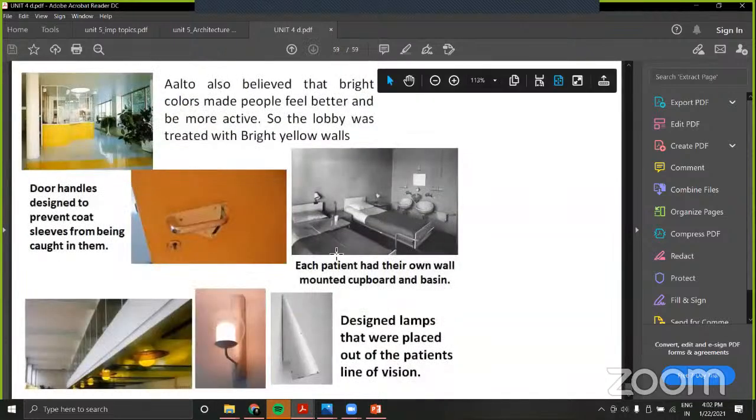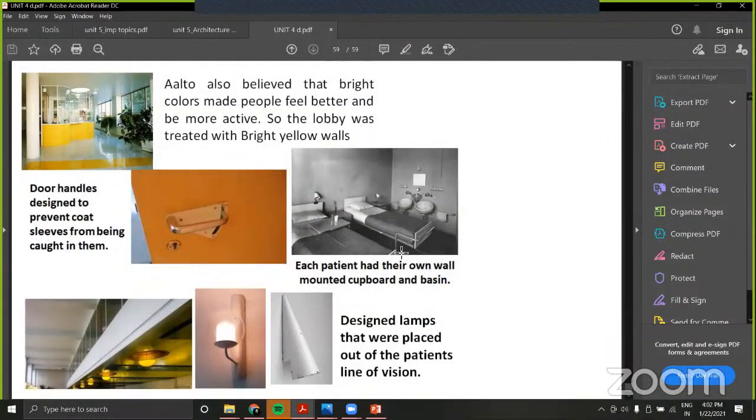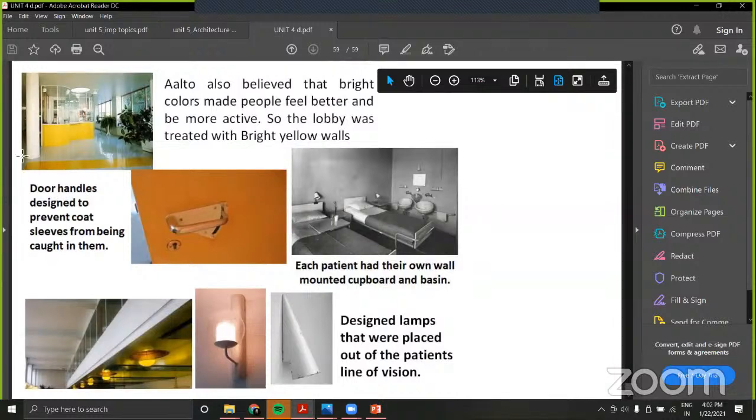As we see here, each patient has their own wall-mounted cupboard and basin. In hospitals there will usually be a single basin for a group of 3 to 4 people. He neglected those ideas and had separate wash basins for his patients. Aalto also believed that bright colors made people feel better and be more active, so the lobby was treated with bright yellow walls. As I said, yellow has a healing capacity, so he uses all those yellows. This is a reception unit, and this is a food court unit.